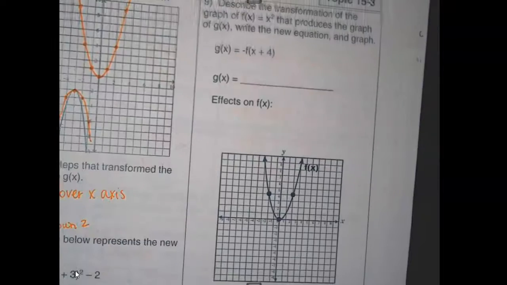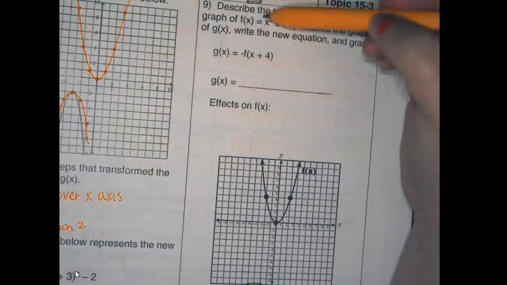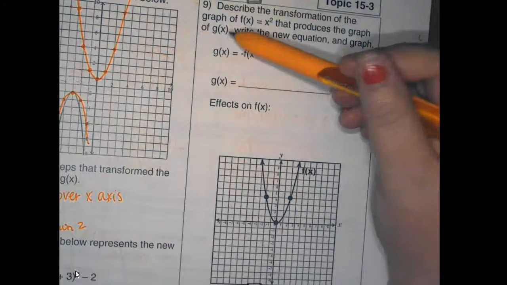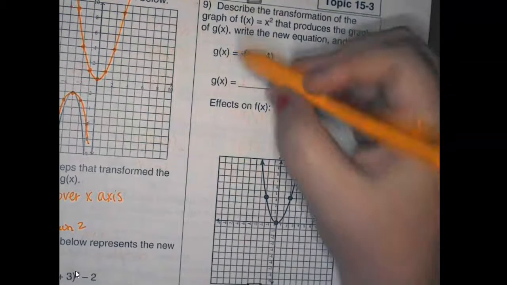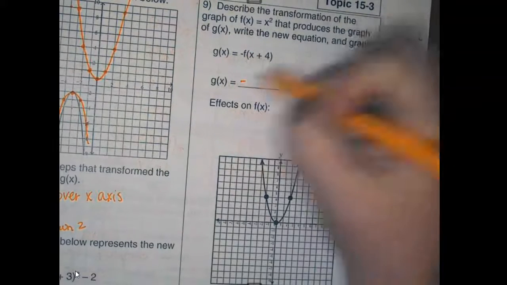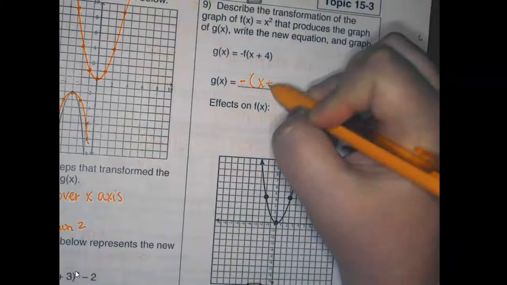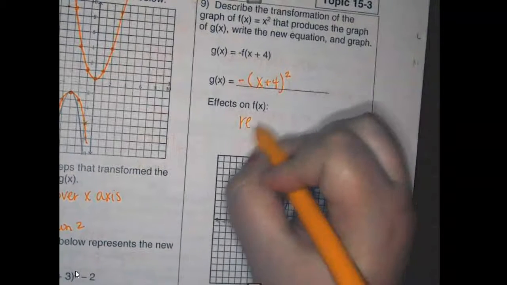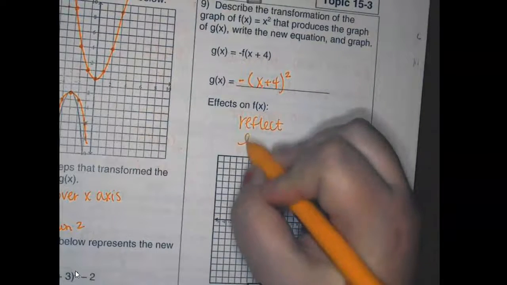Let's look at number 9. Describe the transformation of the graph f of x, x squared, and that produces the graph g of x. Write the new equation and graph. So we have a negative f of x, so negative x plus 4 squared. And we had it reflect, and it went left 4.